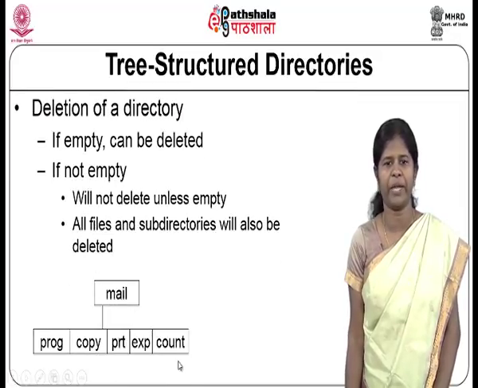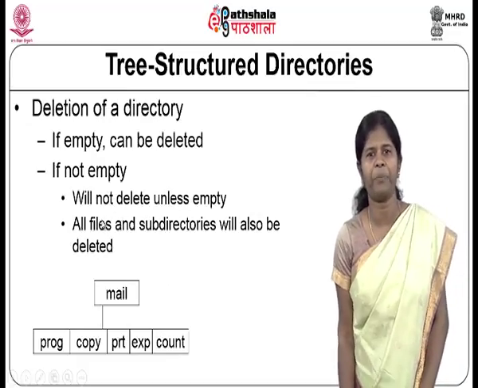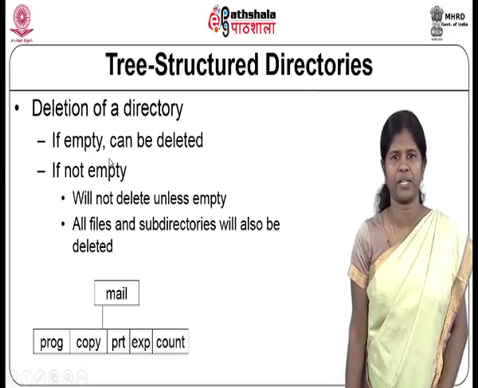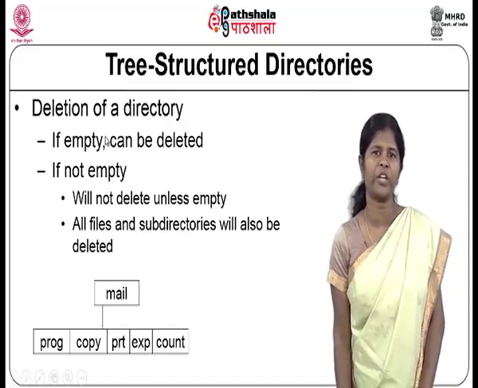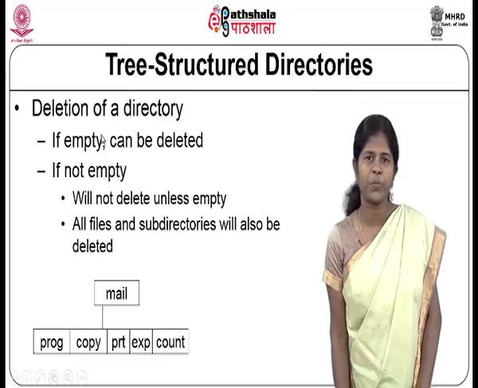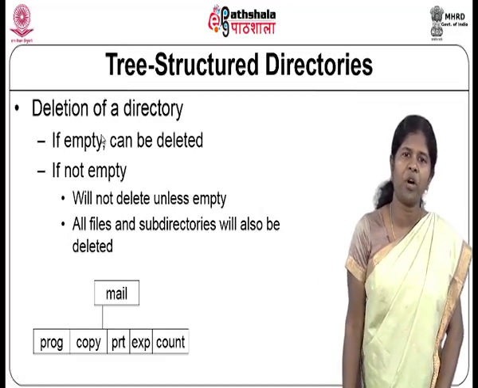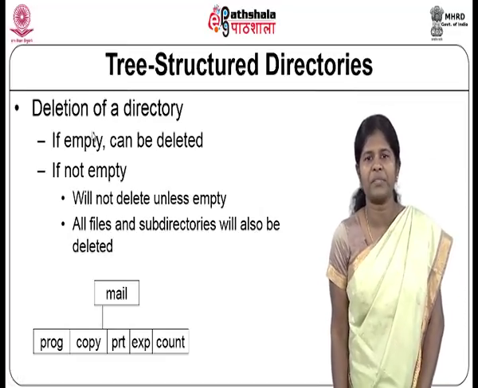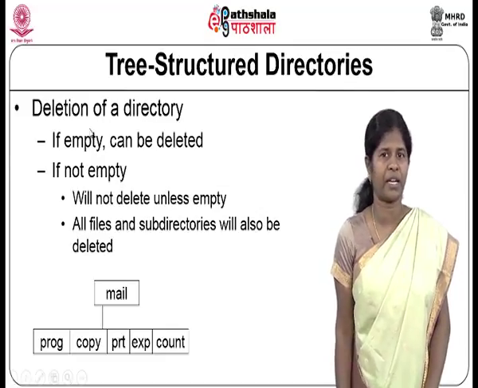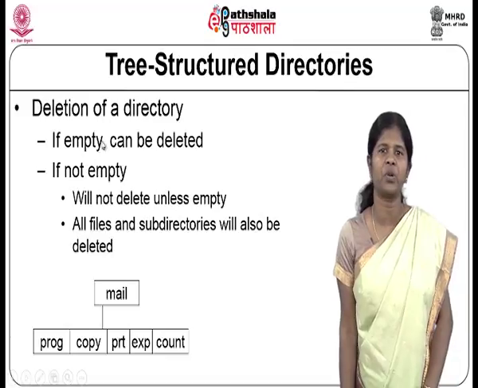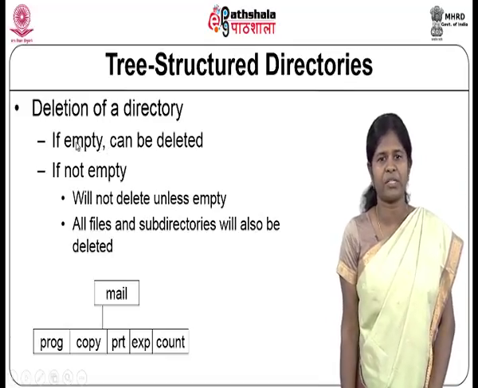So, beneath mail you can have a new directory called count. Now, what happens when you delete a directory? How can deletion be handled in this? Because when you are deleting a directory, it is possible to have a number of subdirectories beneath the current directory. They can have a number of files beneath the current directory. What will happen to those files and subdirectories?